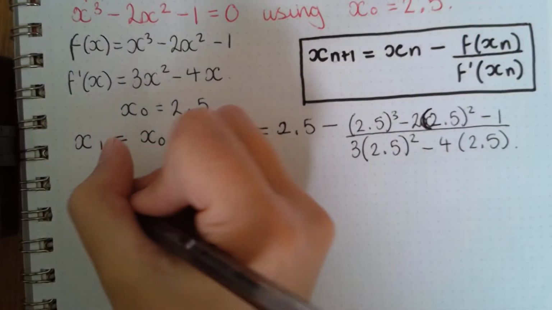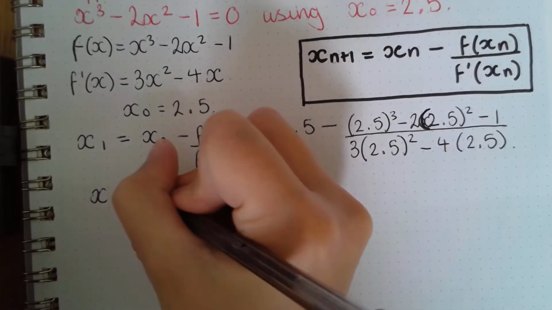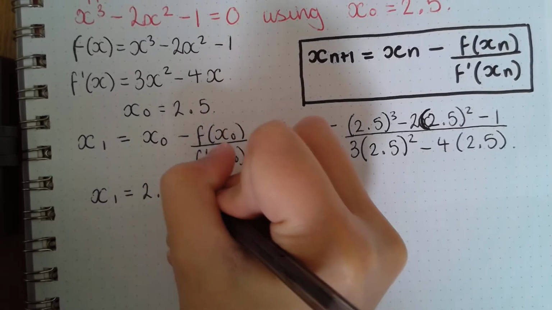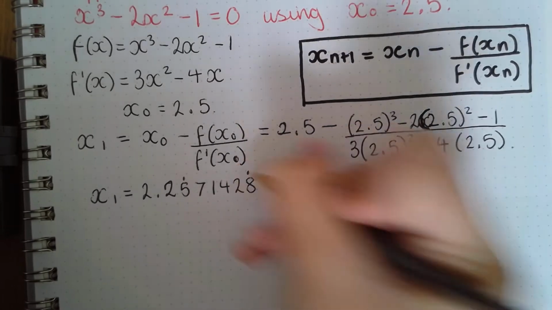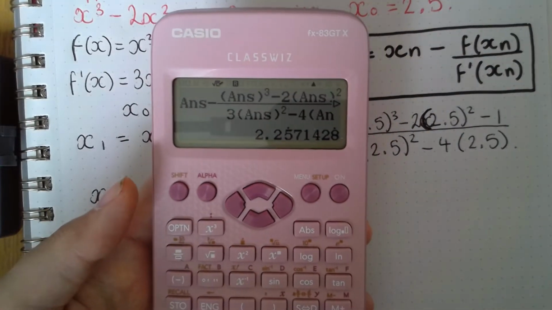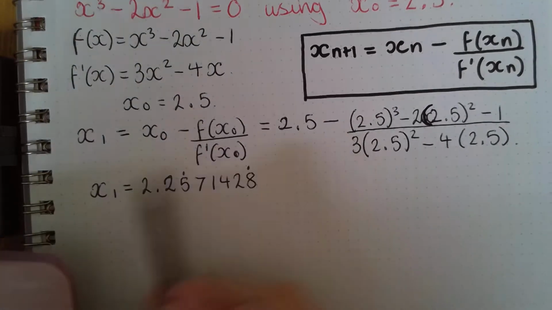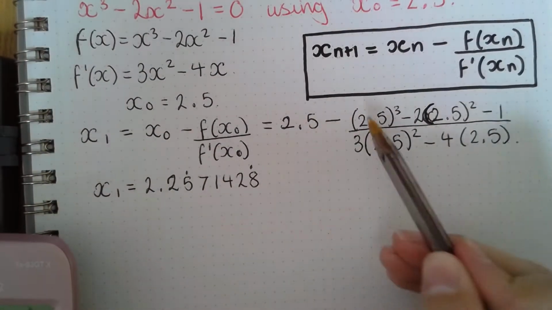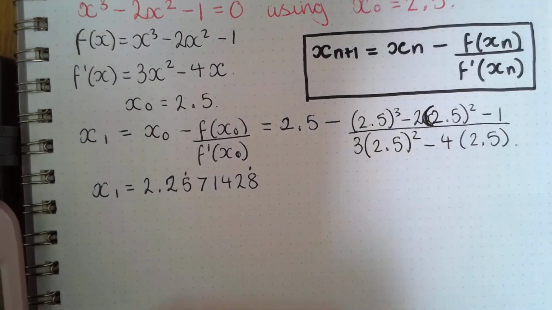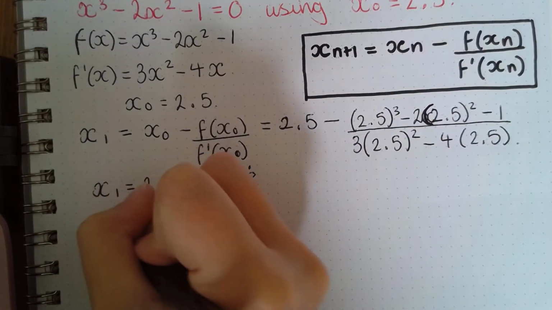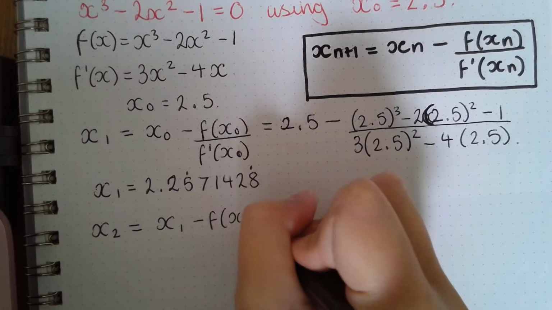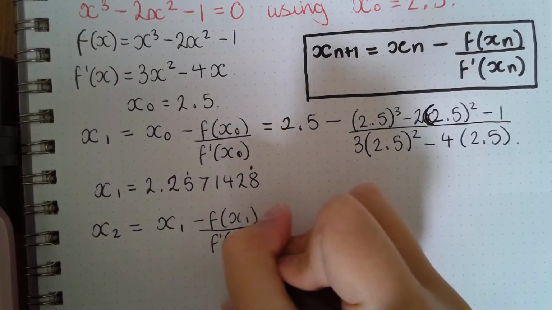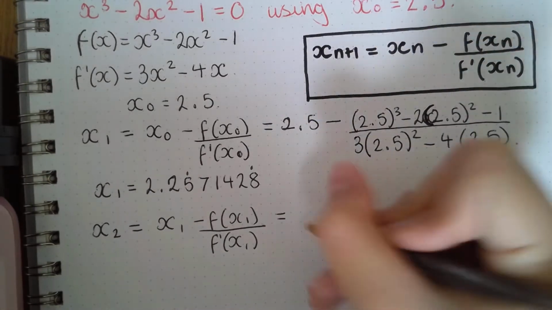So we know that x1 is equal to 2.2571428. Okay, so that's our x1 value. And now we're going to use our x1 value and put it back in everywhere that we've seen the 2.5. So our x2 is going to be x1 take away f of x1 divided by f prime of x1.